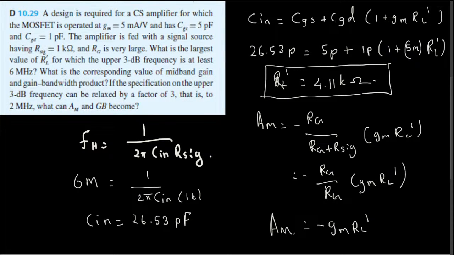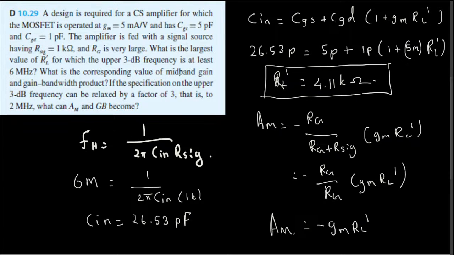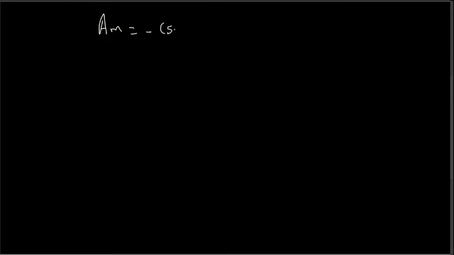And AM is the midband gain. So we have to just plug in the values. AM is minus gm times RL prime. gm is provided as 5 milli right here. RL prime, we just solved for it, 4.11 kilo ohm resistance. Plug both of them in, 5 milli and then 4.11 kilo ohm, and that will give us negative 20.55 volt per volt.